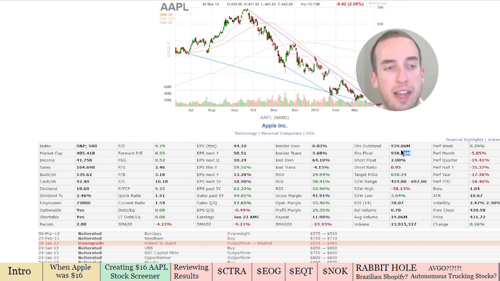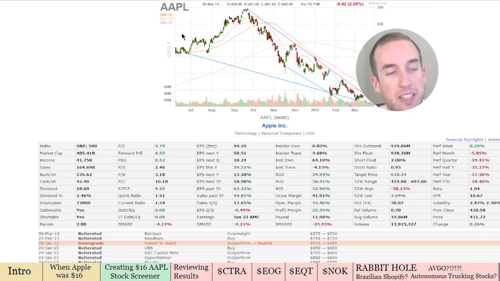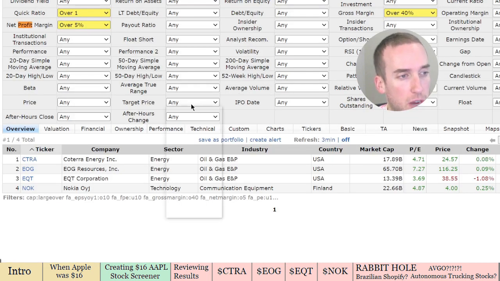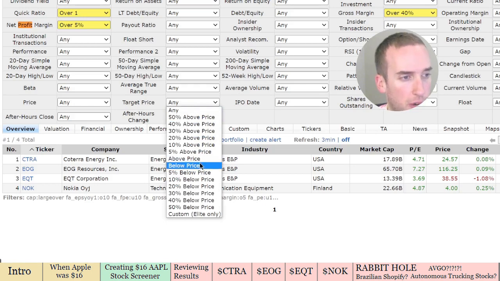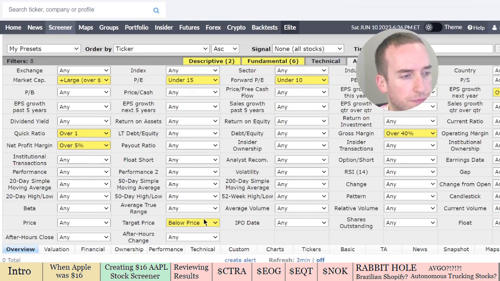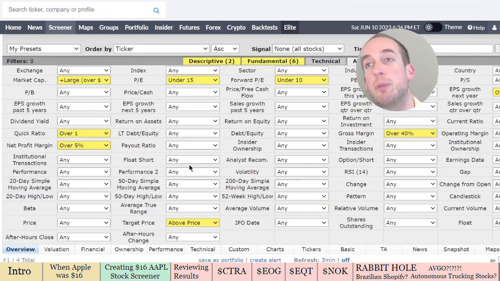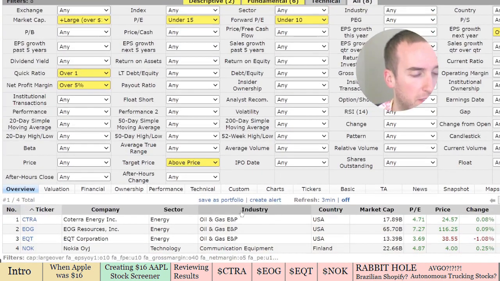Shares float is really high here, so we're not going to touch that. Target price, this target price is 630, so we want the stock price right here to be under the target price. Below price. Whoops, above price is what I wanted. So this target price is going to be above the current stock price.